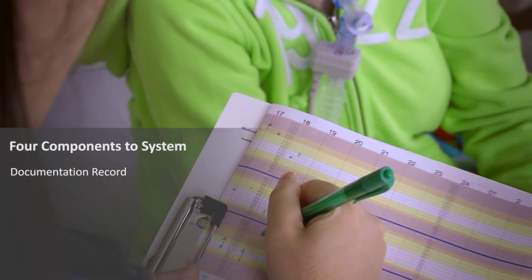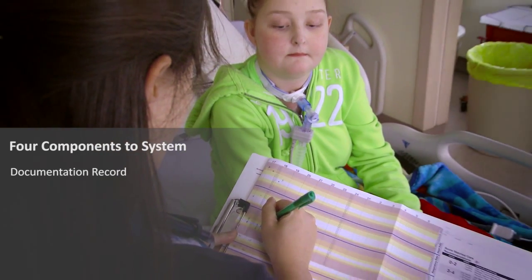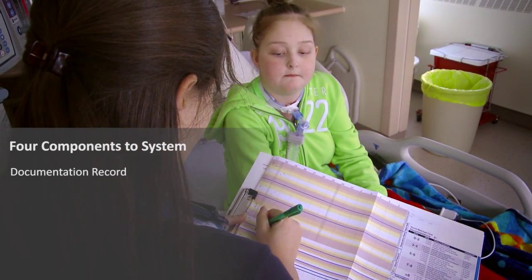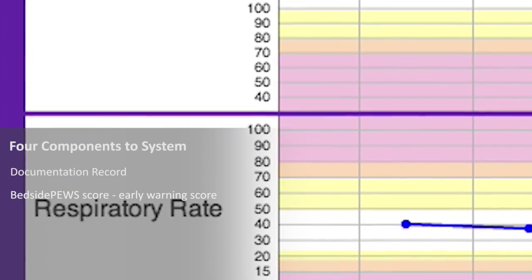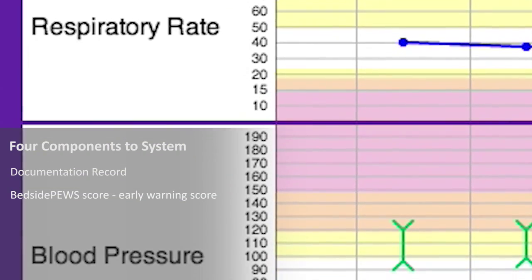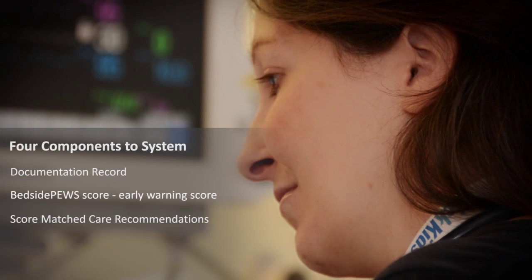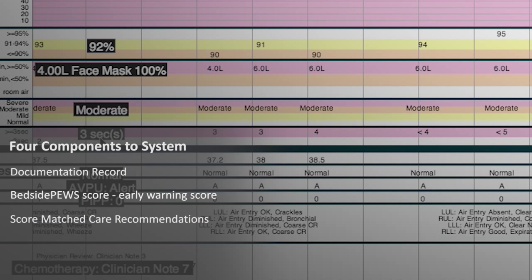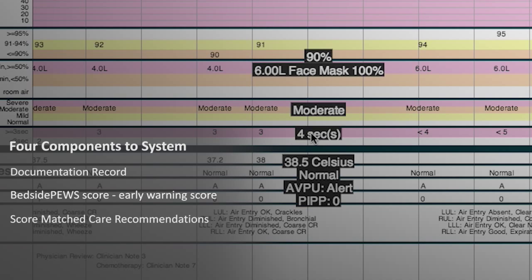The BedsidePEWS has 4 components to it. It has a documentation record that was designed and developed by frontline healthcare providers and user tested. The second component is the BedsidePEWS score, which is 7 critical indicators summarized down into 1 variable. The third component is the score match care recommendations, which help facilitate the care provided to the child and will increase with frequency as the child is getting sicker.